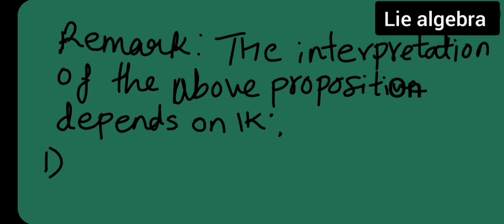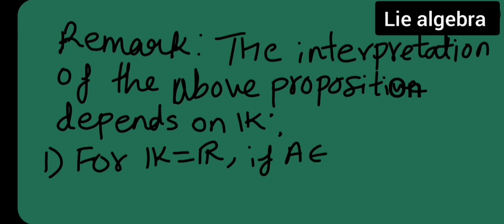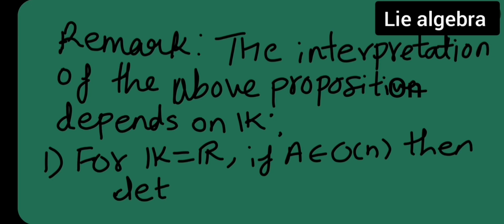Now the first one is what? For K is equal to R, if A belongs to O of n, then determinant of A is equal to plus or minus 1.